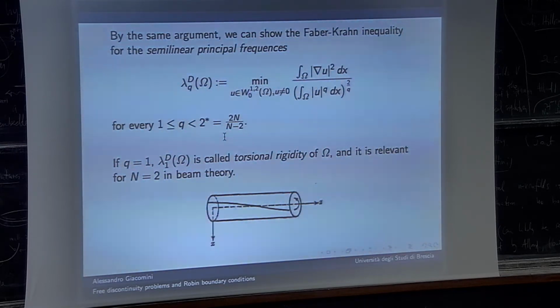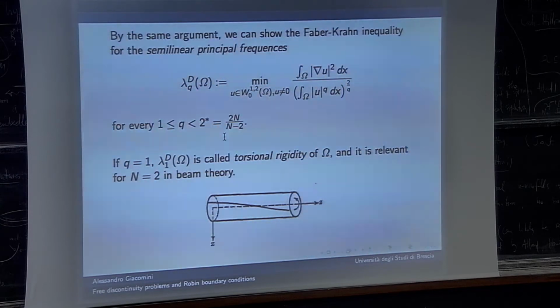And the very same proof that we saw before shows that, again, the ball is an optimal domain under the volume constraint for this kind of variance of the linear eigenvalue. For example, the case q equal to 1 has a particular name. It is called the torsional rigidity.